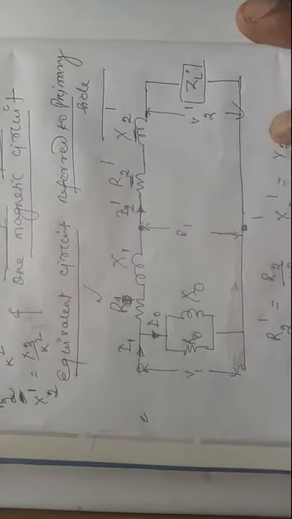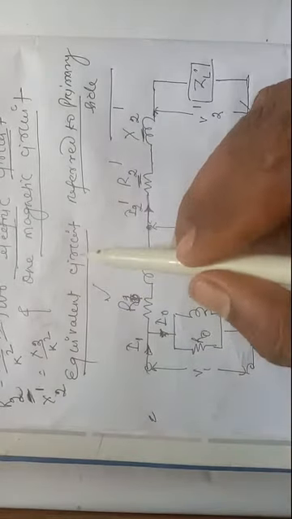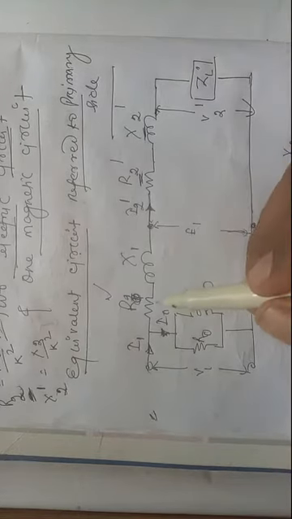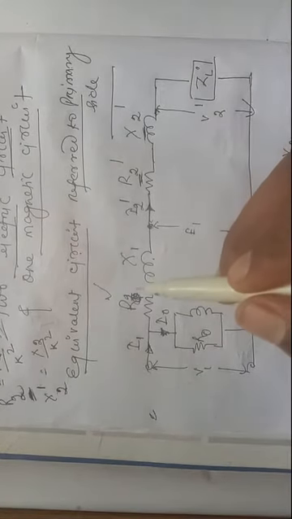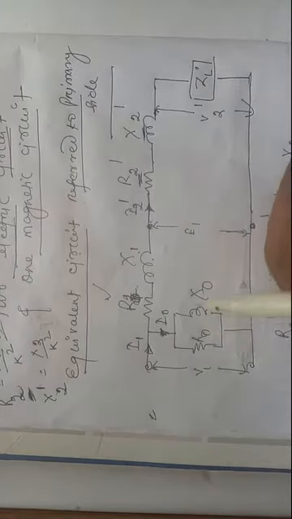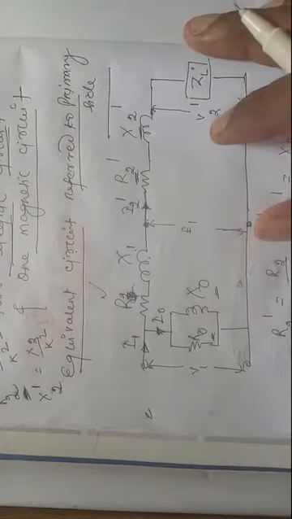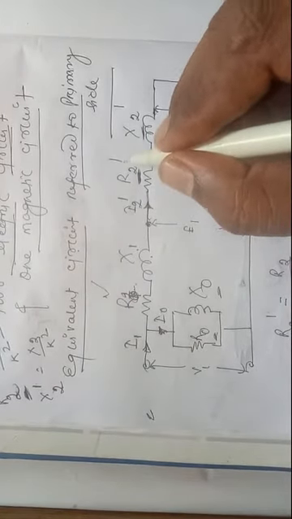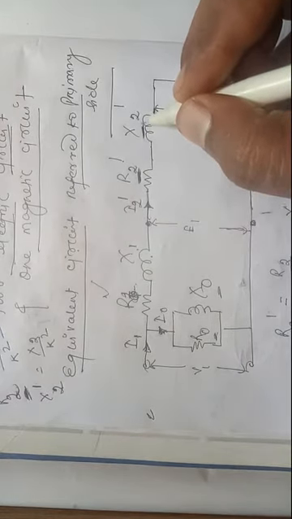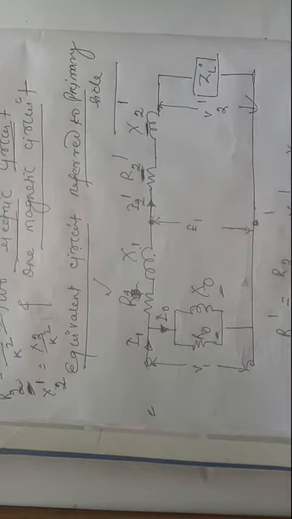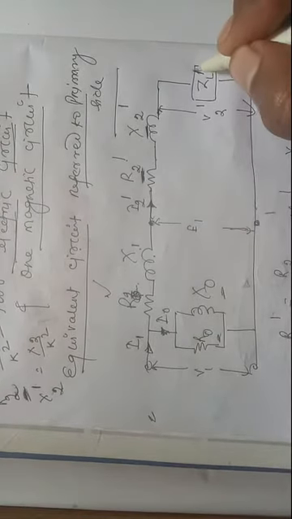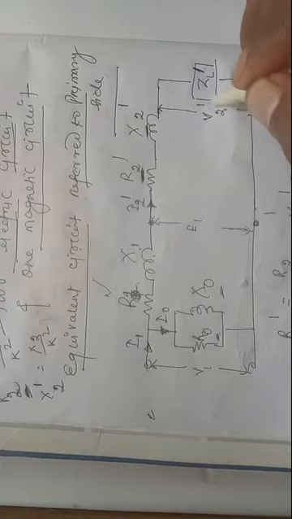Now just assume the equivalent circuit that is referred to the primary side. The primary has resistance R1 and reactance X1, and the parallel branch of resistance R0 and reactance X0. Now the secondary resistance shifted to the primary side becomes R2 dash, and the secondary reactance shifted to the primary becomes X2 dash. Similarly the load impedance ZL shifted to the primary side becomes ZL dash, and the load voltage V2 becomes V2 dash.